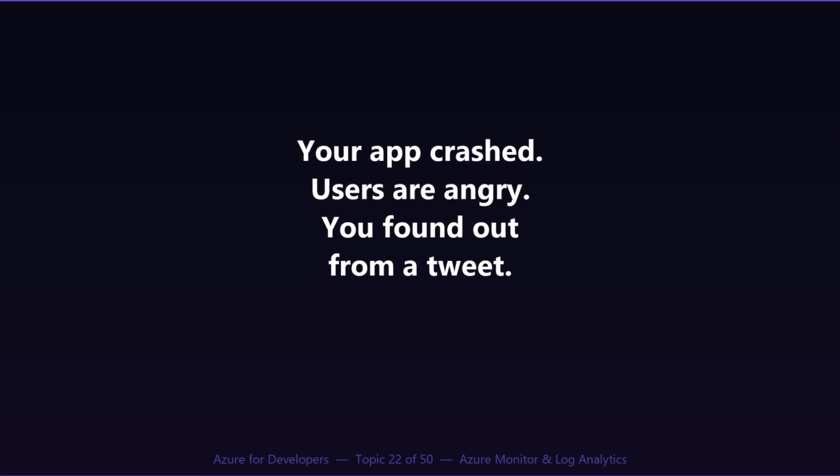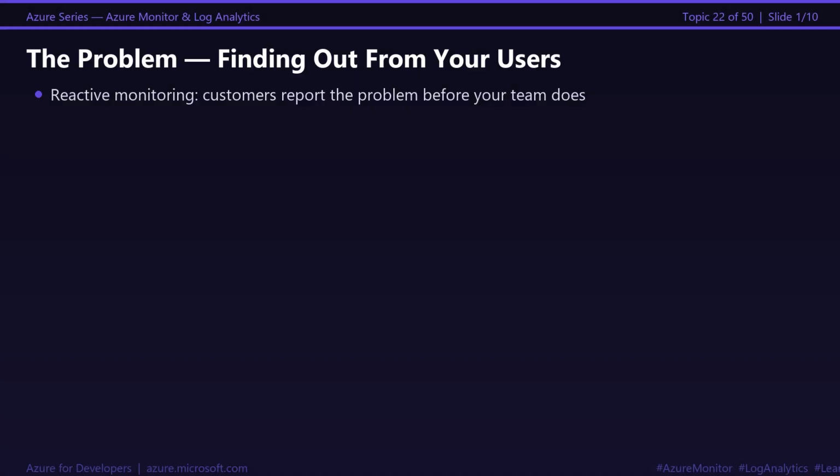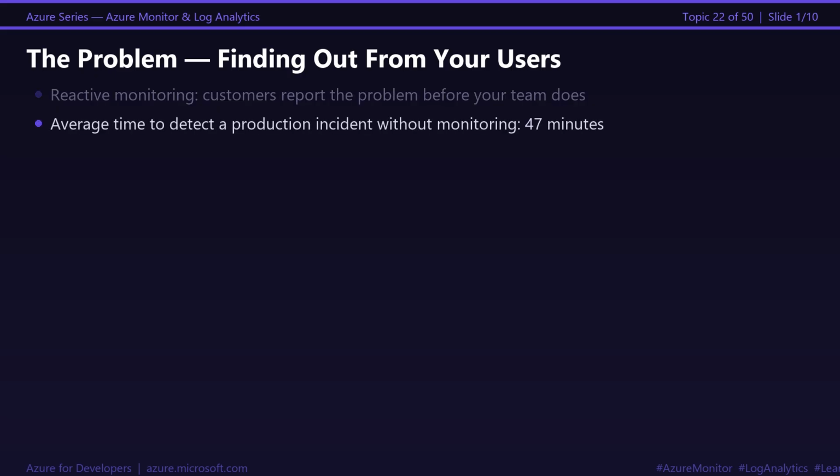Here is a scenario that happens to every team at least once. Saturday afternoon. Your app is down. Users cannot log in. Transactions are failing. You find out not from a dashboard, not from an alert, but from a tweet, or a support ticket, or your CEO forwarding a complaint. By the time you see it, the incident is 45 minutes old.